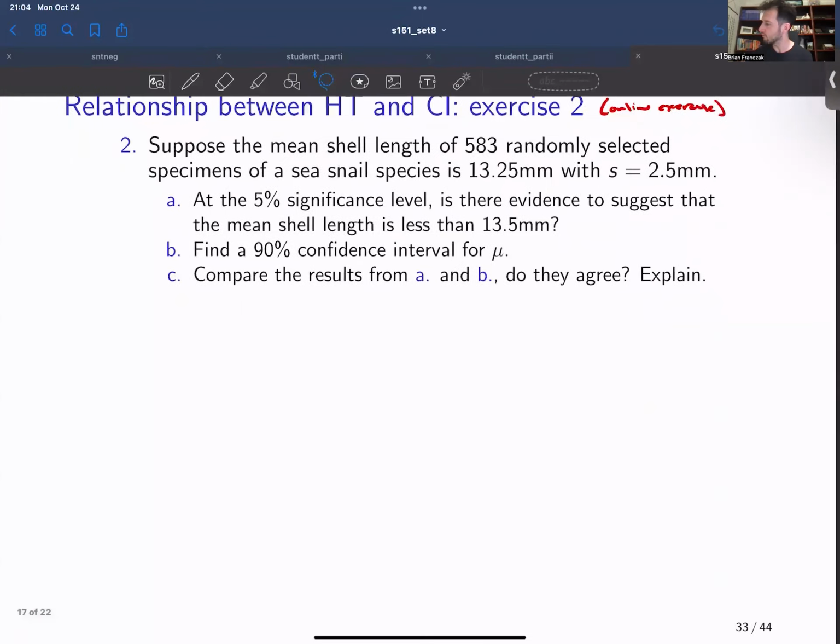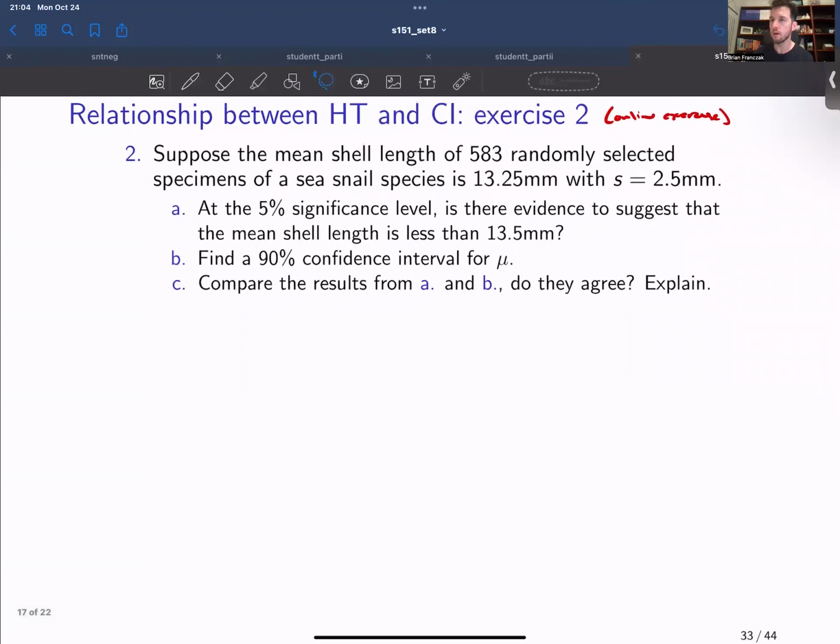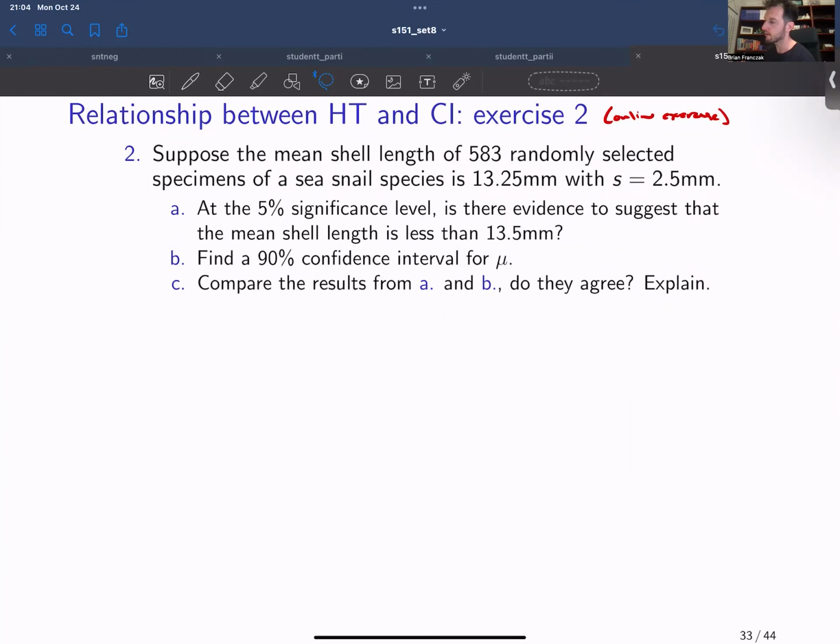In this video, we are going to be working through exercise 2, studying the relationship between hypothesis tests and confidence intervals, from slide 33 of lecture set 8. In this problem, suppose the mean shell length of 583 randomly selected specimens of a sea snail species is 13.25 millimeters with a sample standard deviation, little s, of 2.5 millimeters. At the 5% level, is there evidence to suggest that the mean shell length is less than 13.5?